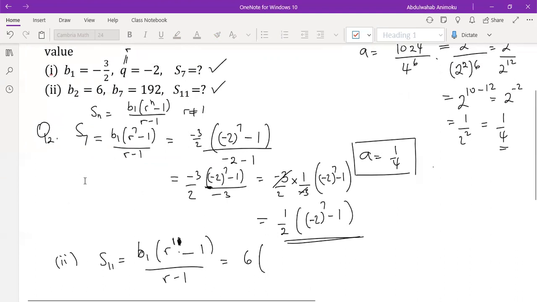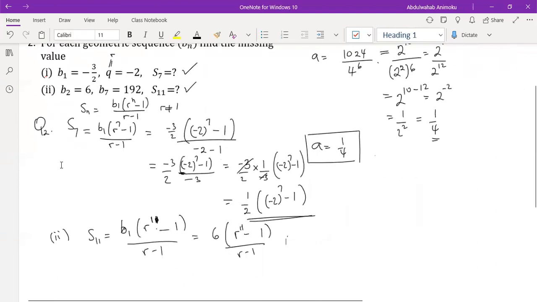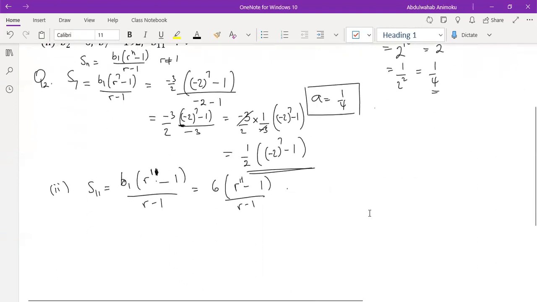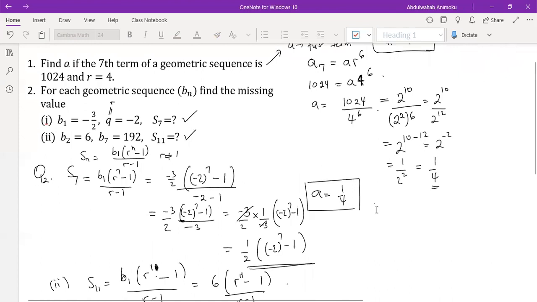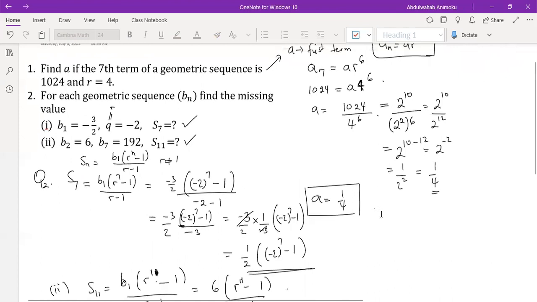Oh, we don't know the common ratio in this case. So we have to stop here, right? We don't know the common ratio in this case. So how do we then solve this problem? We know what B7 is, right? And we know B2 as well.